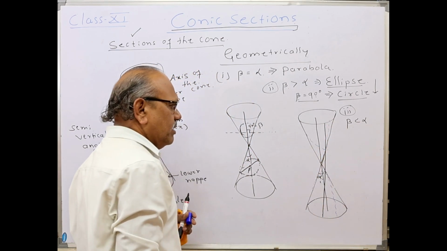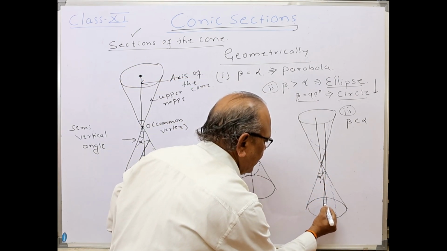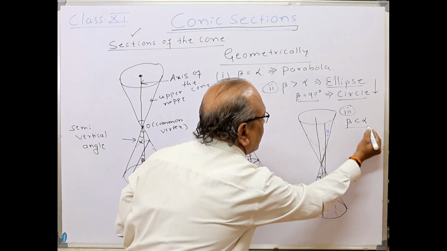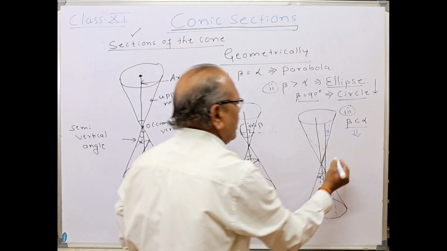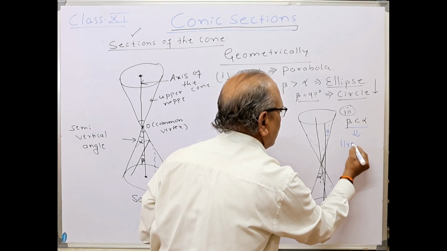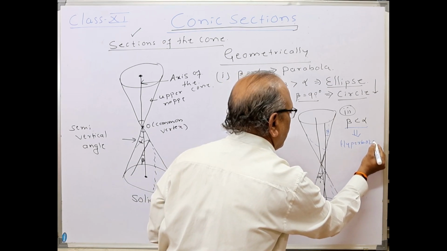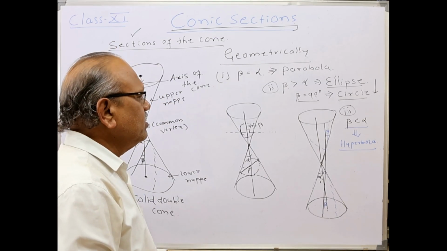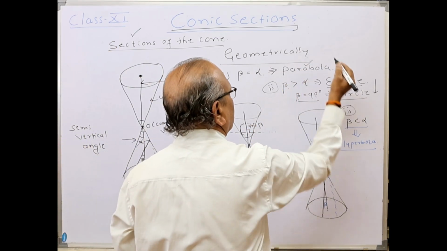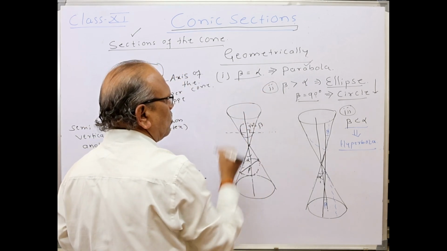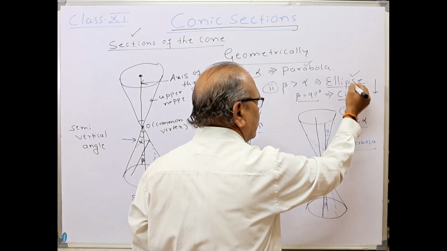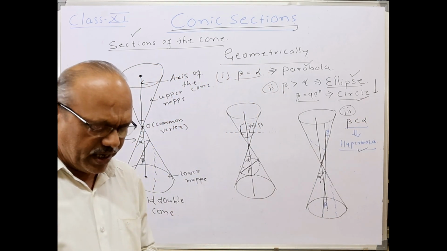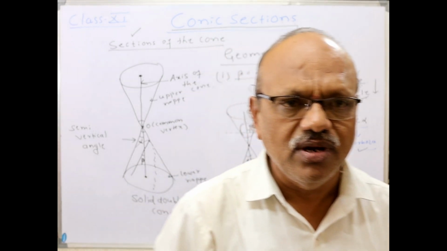It will cut the solid double cone at different angles. See, this is beta, which is less than alpha. Then the resultant section of the cone is called a hyperbola. Like this, there are four sections of the cone. One is called a parabola, in which beta is equal to alpha. Another one is the ellipse, and a special case of the ellipse is the circle, and another one is the hyperbola. That means geometrically you can define four sections of a cone.